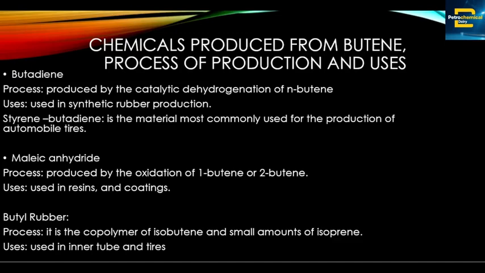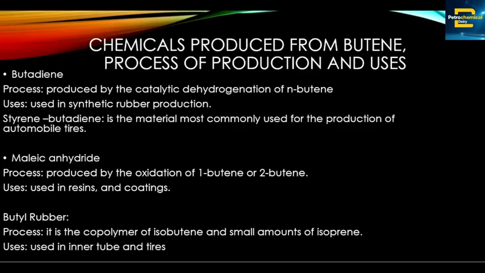What is maleic anhydride? Another product produced from butene. Maleic anhydride is produced by the oxidation of 1-butene or 2-butene. So what is oxidation? Oxidation is a chemical reaction that involves the loss of electrons or the addition of oxygen to a molecule. And maleic anhydride is used in resins and in coatings.